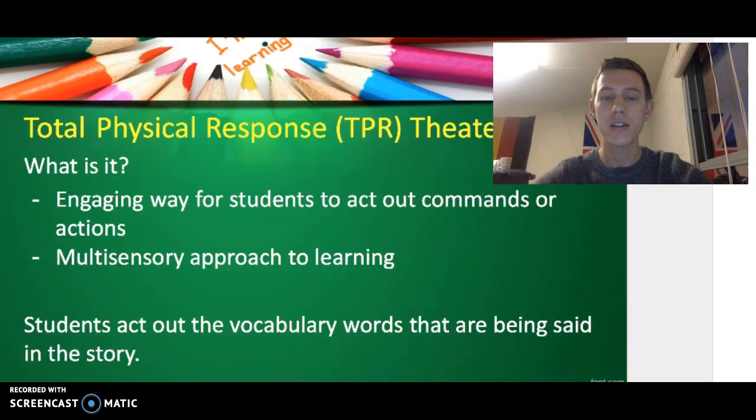My first strategy is called Total Physical Response Theater, or TPR theater. What is this? Well, this is an engaging way for students to act out commands or actions. It is a multisensory approach to learning where students can act out vocabulary words that are being taught in a story. This can either be teacher-led or student-led.